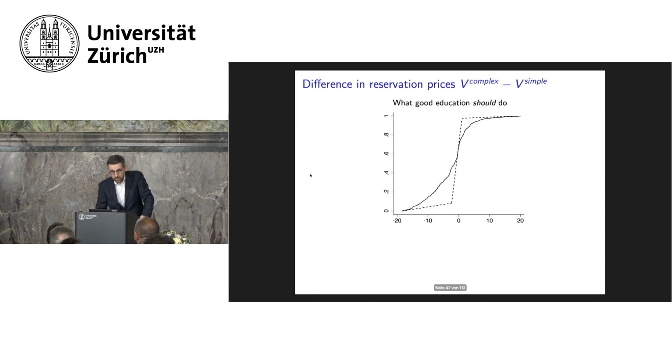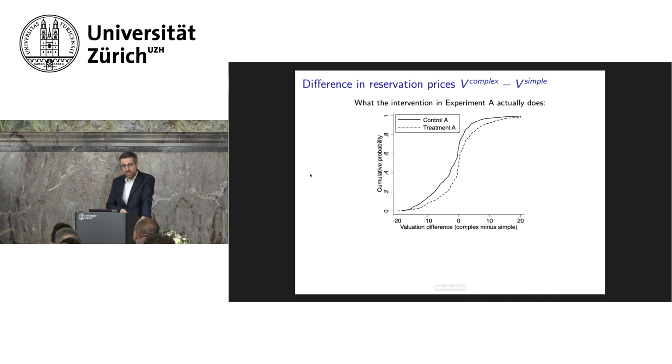Now, what would good education do? It would make those people who undervalue the investment undervalue it less, and it would make those people who overvalue the investment overvalue it less. What does education actually do when we don't have people practice? This is what happens. It just basically tells everybody compound interest is more powerful than you previously thought. And people get that message even if they overestimated compound interest from the start. And we induce those people to make worse decisions.